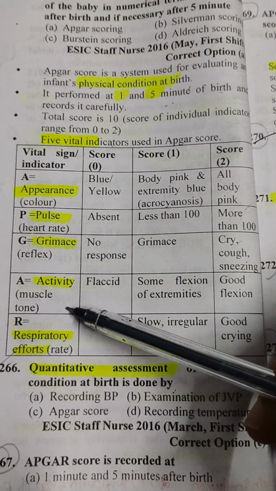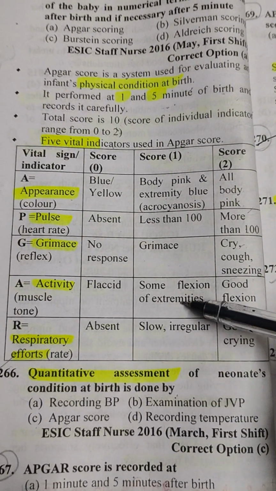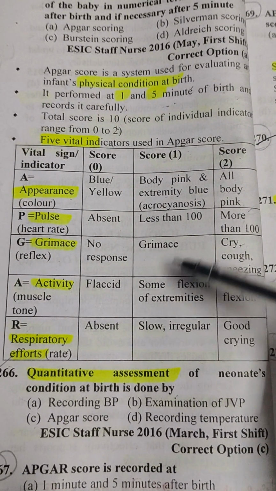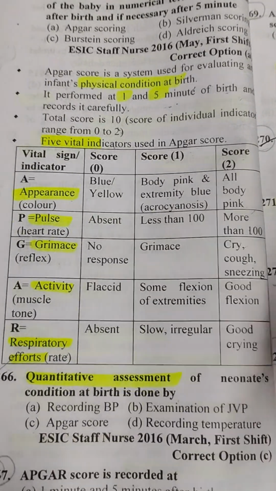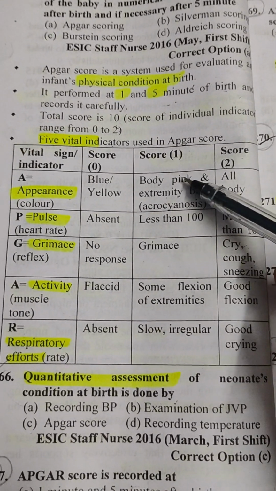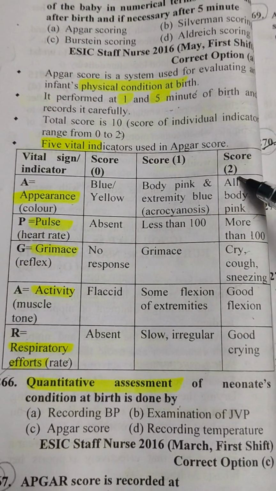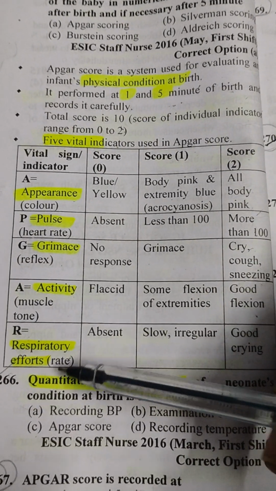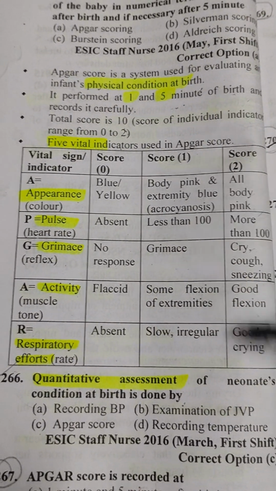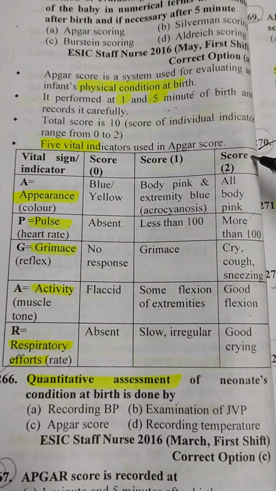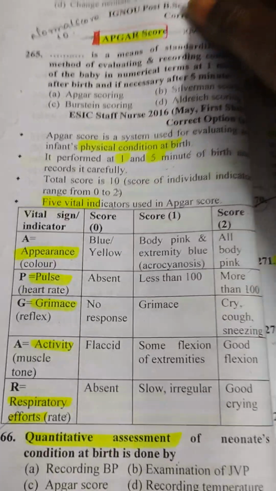Then we have to check the muscle activity. If it is in flaccid condition, 0. If you are seeing some flexion from the baby, we have to give 1. If the baby has good flexion, then we have to give 2. Then respiratory rate, we have to check. If it is absent, 0. Slow breathing or irregular breathing, 1. Good crying with a good respiratory rate, we have to give 2. So now let us discuss the MCQs of it.